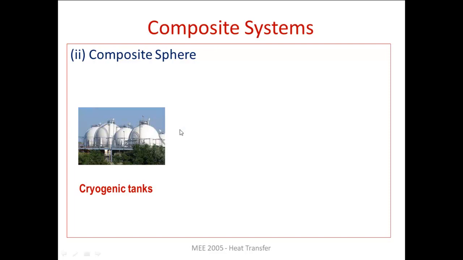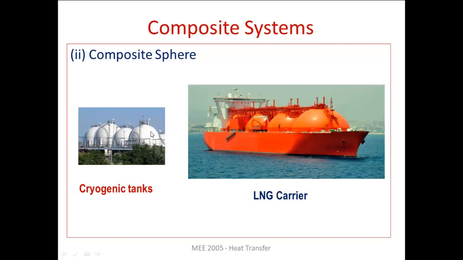So we want to avoid heat transfer from the surrounding to the liquid, for which insulation is provided, and the heat transfer with reference to the spherical coordinate we have to consider. Consider the case of an LNG carrier which is carrying liquefied natural gas in a ship. The tanks which are used to store the LNG are spherical in shape. All these examples are with reference to the composite.